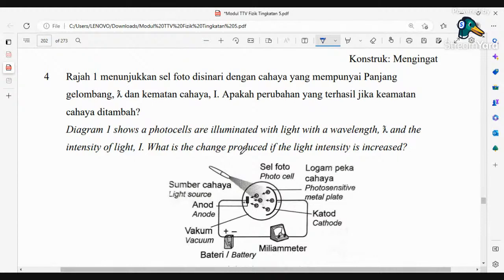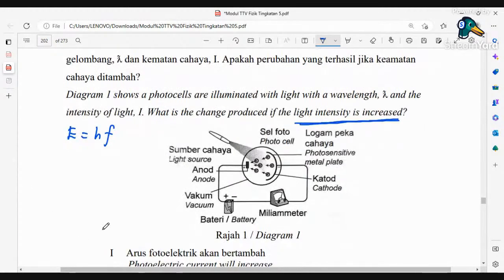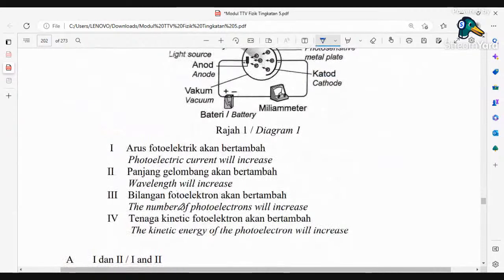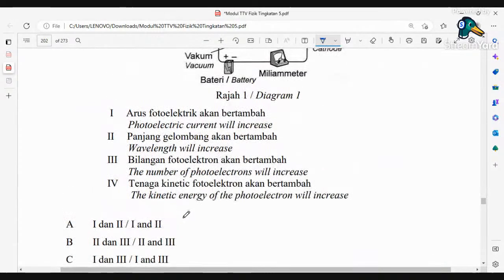Number 4, diagram 1 shows a photocell illuminated with light of wavelength lambda and intensity of light I. What is the change produced if light intensity increases? Okay, remember the photon energy, E equals to hf. Increasing the intensity means the photoelectric current will increase. Wavelength, no. Number of photoelectrons emitted increases. Kinetic energy, no, because kinetic energy depends on frequency. The wavelength also stays the same, depends on frequency, not intensity.